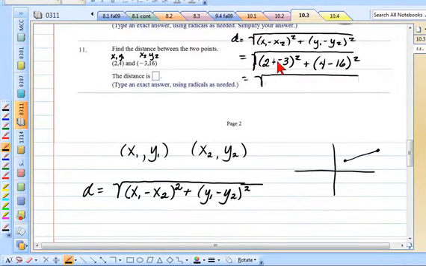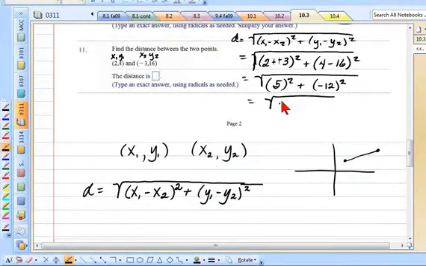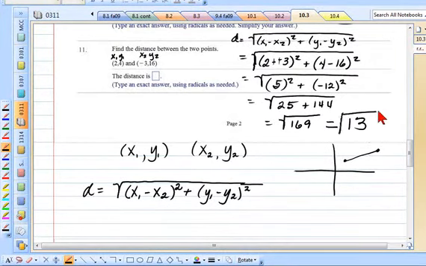Minus minus, that turns into plus, so I end up with 5 squared plus 4 minus 16 gives me negative 12 squared. That is 25 plus 144, or finally 169. I need to simplify that answer. That is 13. The distance between these 2 points is 13 units.